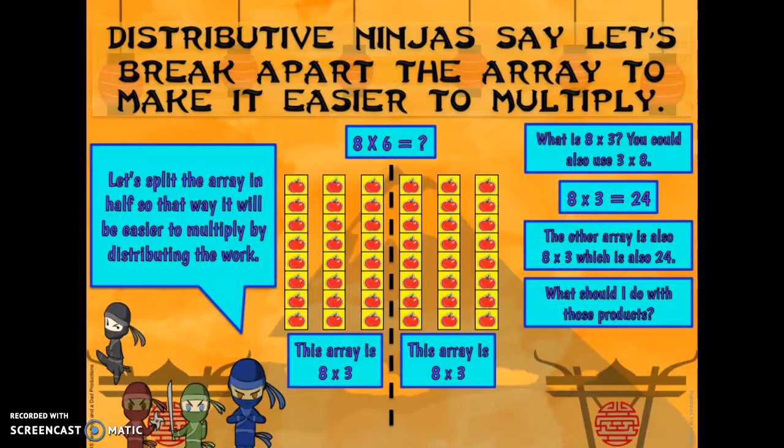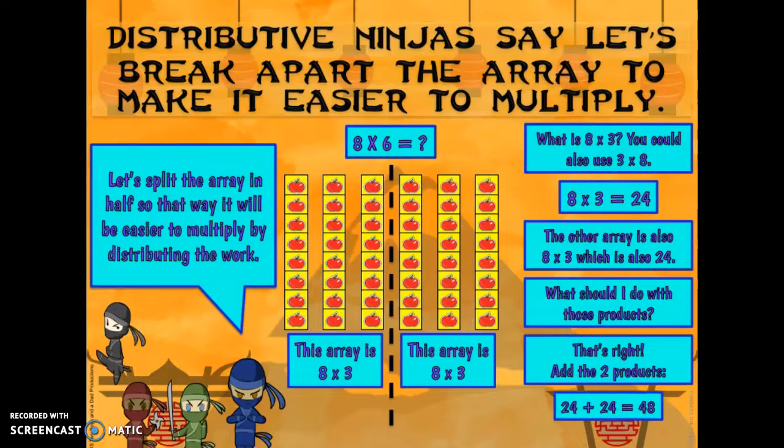What should I do with these products? Now remember, we have to do something with them to put them back together. That's right, we're going to add the two products together to get our final answer. So 24 plus 24 equals 48. So then 8 times 6 equals 48. So we just broke this array up just to make it easier for us to use multiplication.